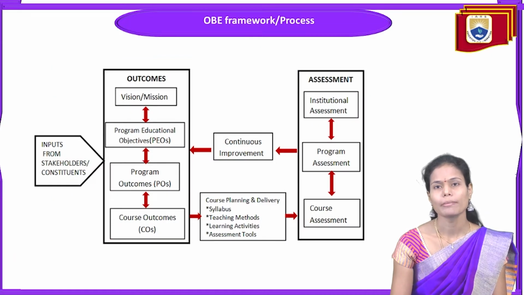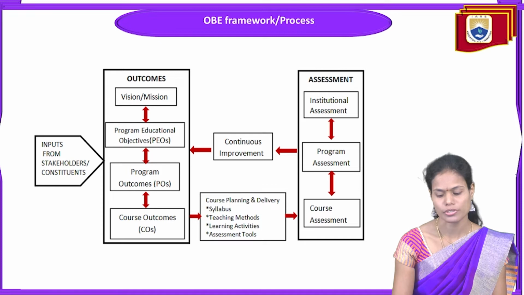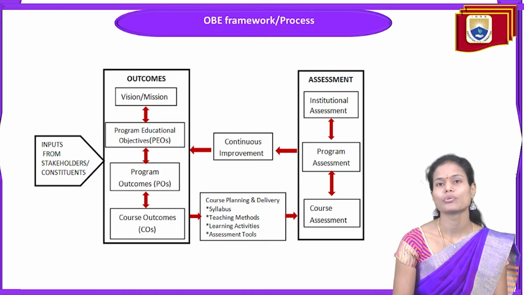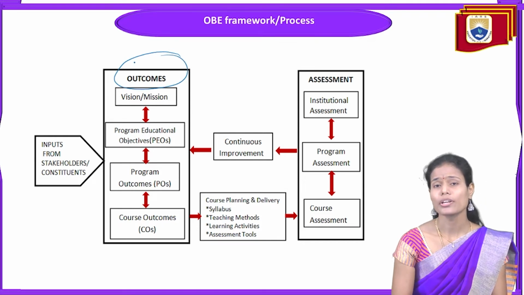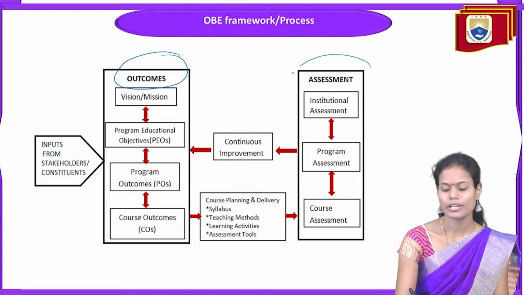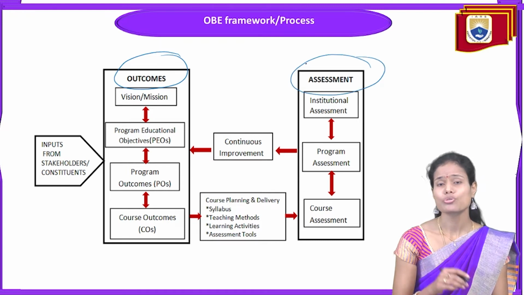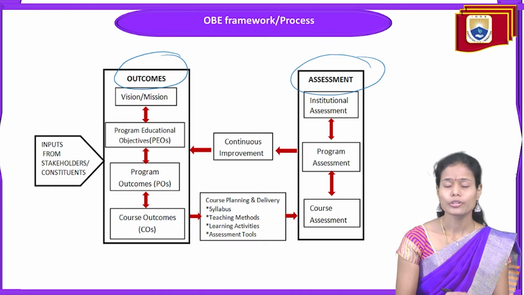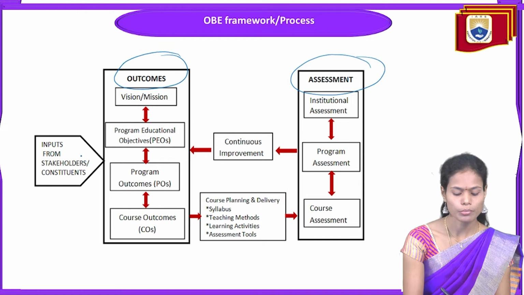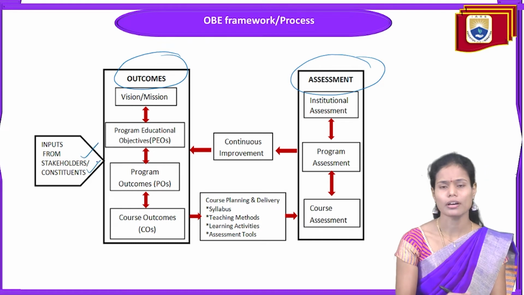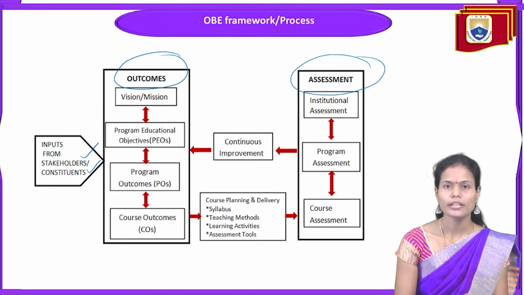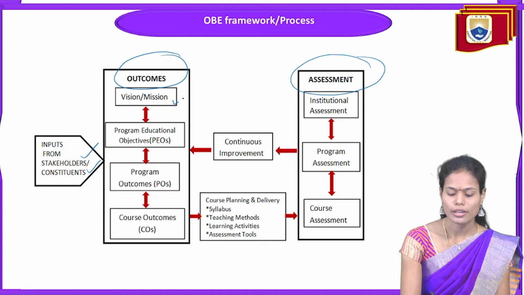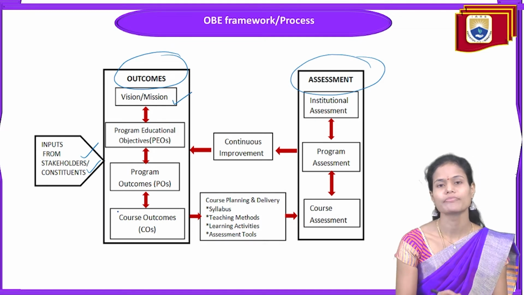And what is the outcome based education framework or process here? The first thing in outcome based education is we will decide our outcomes. In order to achieve those outcomes, we are utilizing different assessments here. To design these outcomes, or to design our goals, we are taking the inputs from the stakeholders, our constituents, our parents, our students, etc. Okay, so after taking the inputs, we will first design or define the vision and mission of the institution.